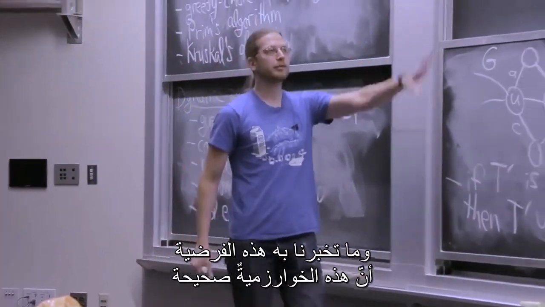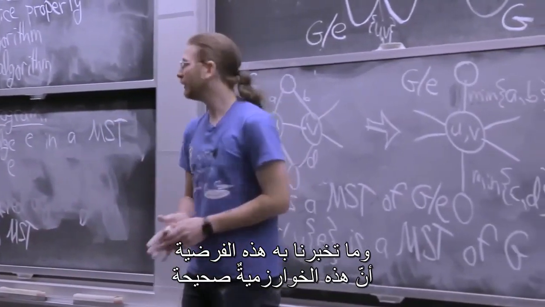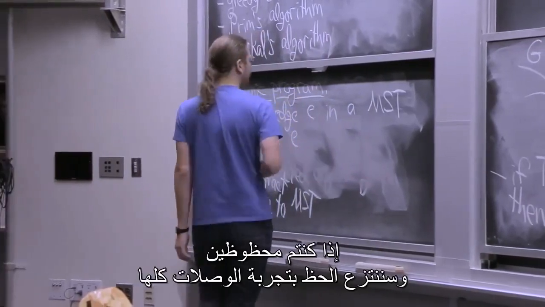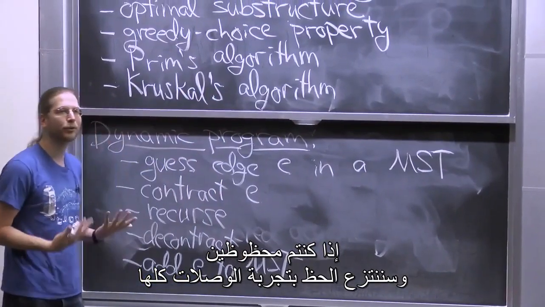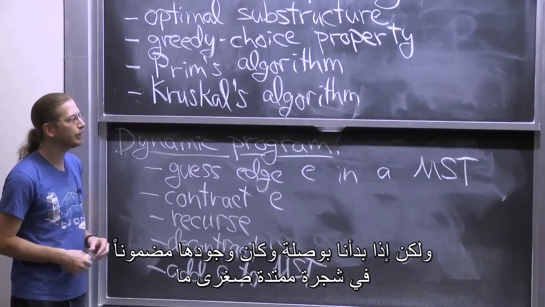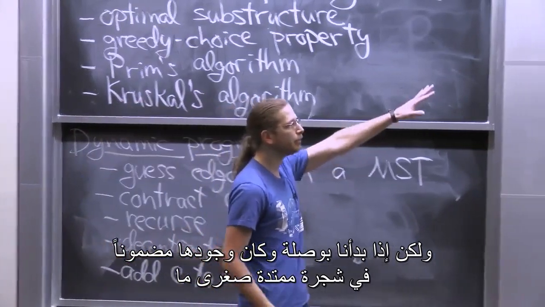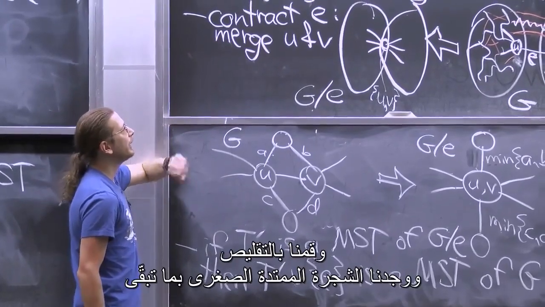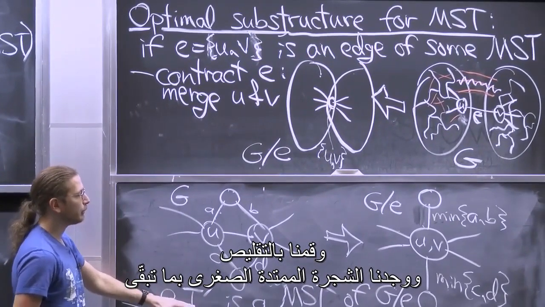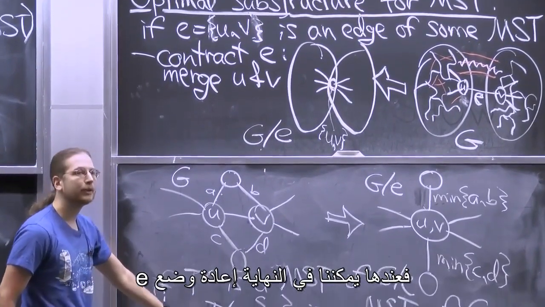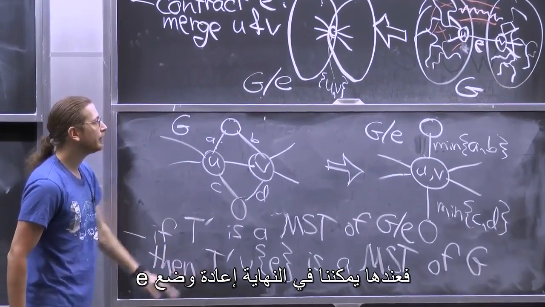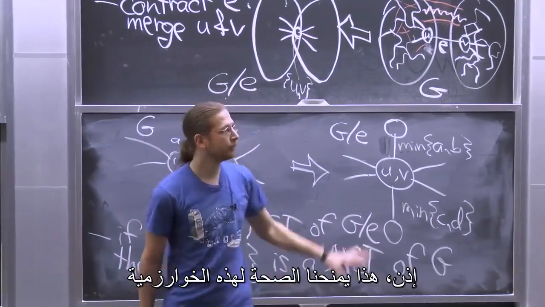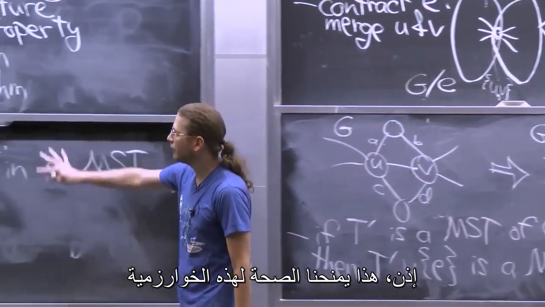And what this lemma tells us is that this is a correct algorithm. If you're lucky, and we're going to force luckiness by trying all edges, if we start with an edge that is guaranteed to be in some minimum spanning tree, call it a safe edge, and we contract, and we find a minimum spanning tree on what remains, then we can put E back in at the end, and we'll get a minimum spanning tree of the original graph. So this gives us correctness of this algorithm.